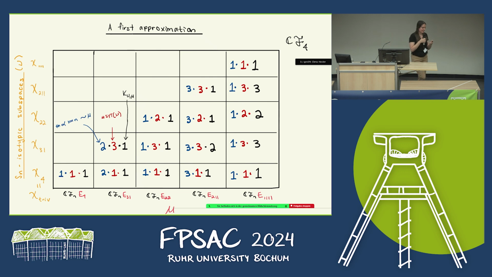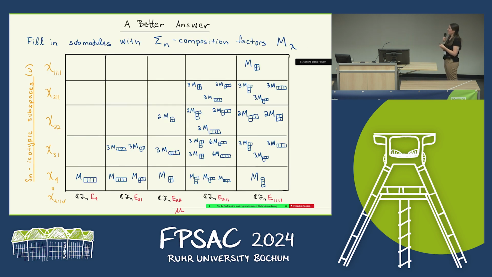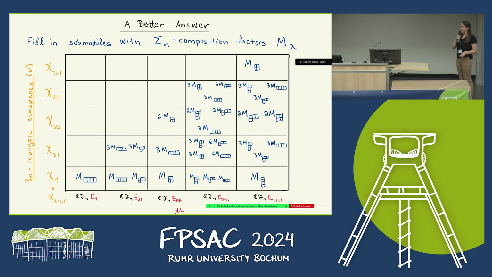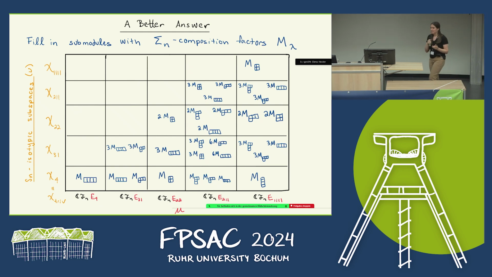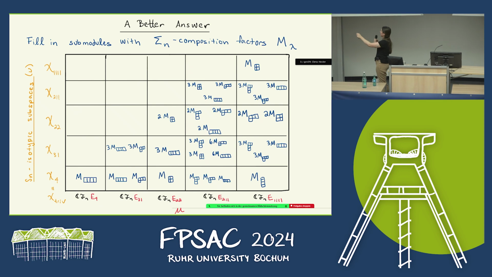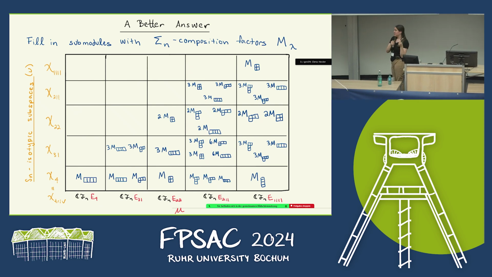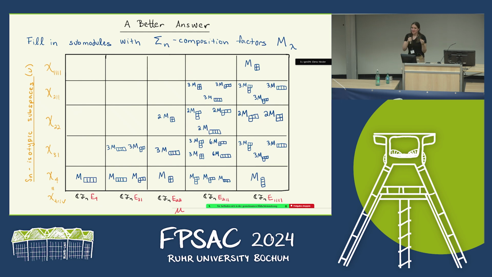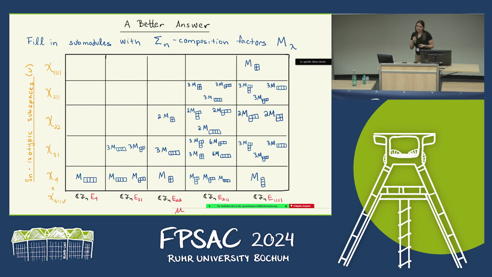What we'd really like is if we could fill in what the composition factors are in each box. So if you want to think about this as more of a counting problem, given two partitions, nu and mu, how many lambdas should I draw in the nu mu box? So for every box, how many lambdas should I draw?